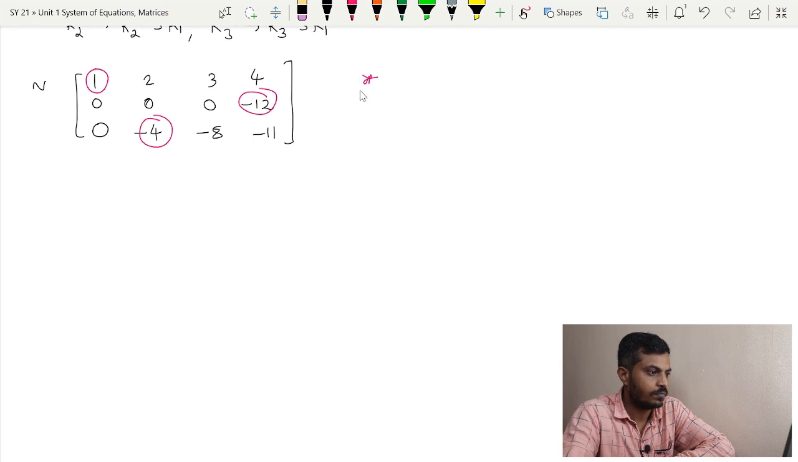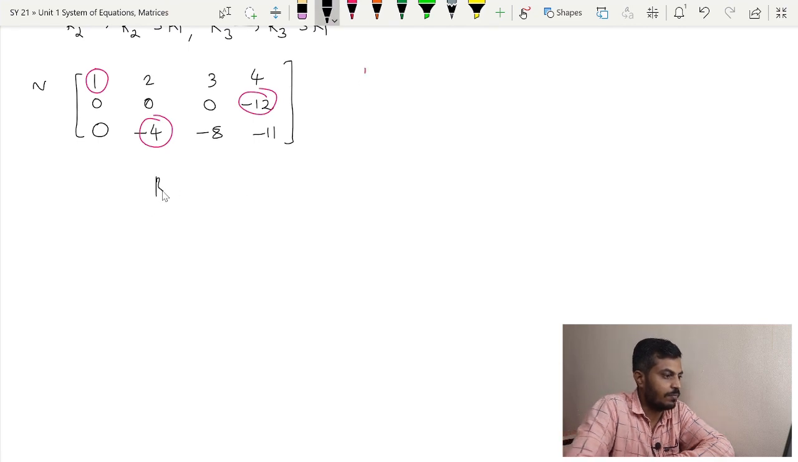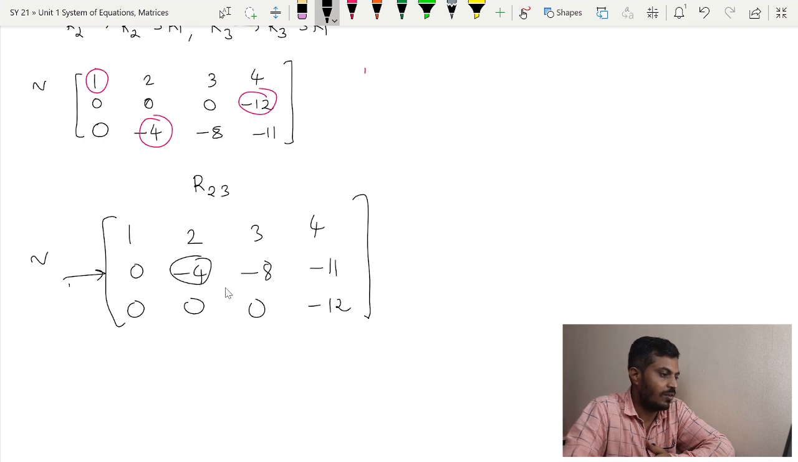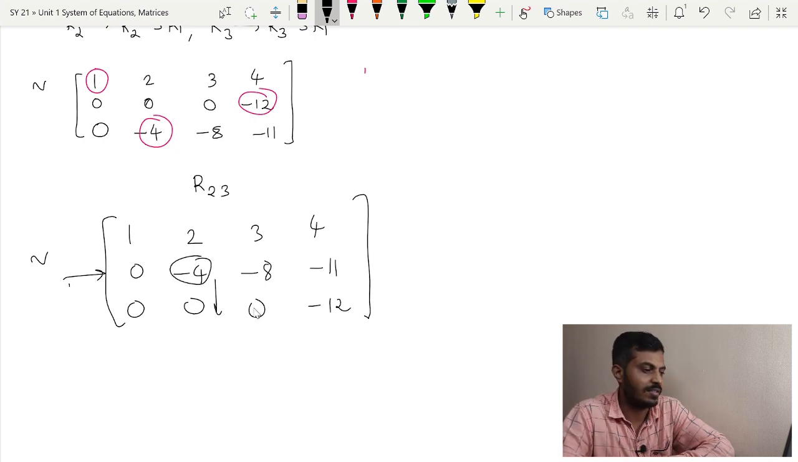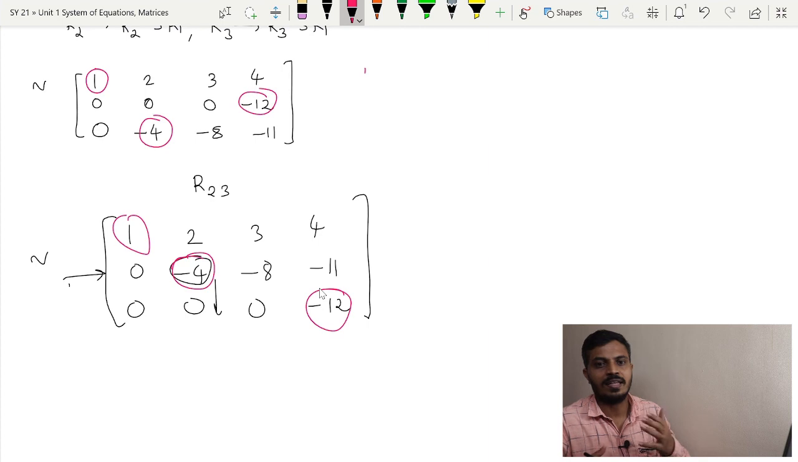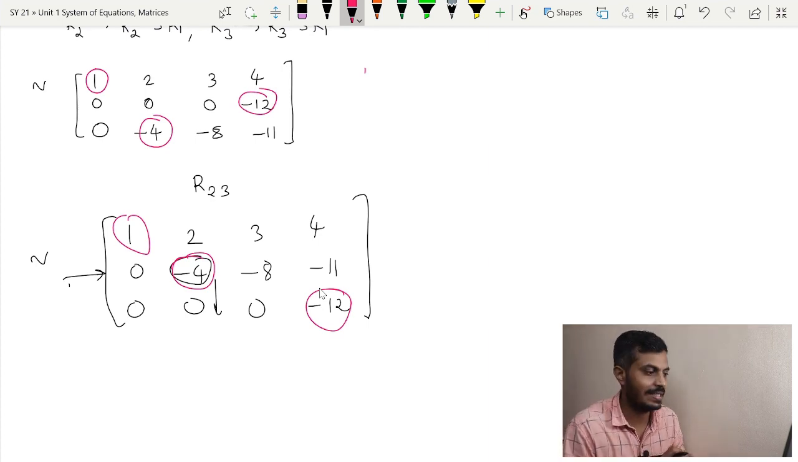So I will say by R, or simply you can say R23, and immediately you can see that if you observe the second row, already all the entries below it are 0. So no need of worrying, it already satisfies our condition. And if you circle the leading coefficient, this is the leading coefficient, right? And you can see that it satisfies both the conditions of echelon form, and therefore this matrix is in echelon form.